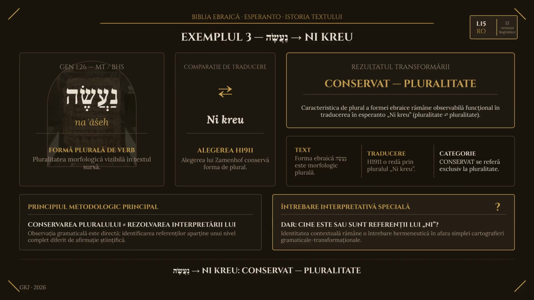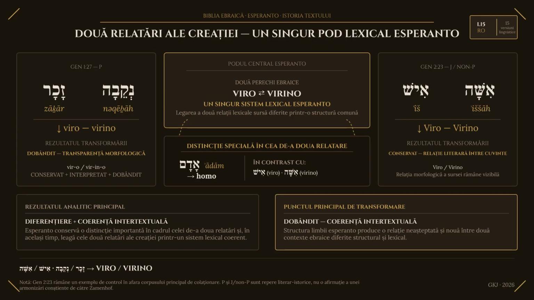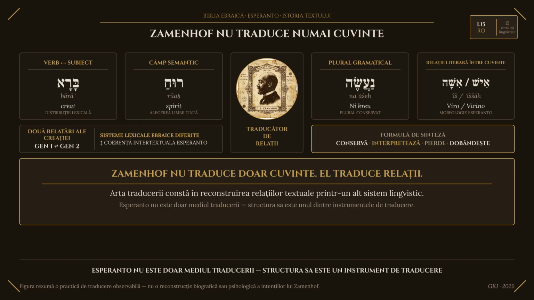In Genesis chapter 1 verse 26, the Hebrew plural naʿăśeh is rendered as nikriu. Here, the plural is conserved. However, identifying the actual reference of that we remains a complex hermeneutical question beyond simple grammar. The two creation accounts in Genesis chapter 1 and 2 reveal how Esperanto acts as a lexical bridge. By using the same system for different Hebrew terms, Zamenhof maintained intertextual coherence across these distinct passages. Ultimately, Zamenhof did not translate mere words, he translated relationships. His art involved reconstructing textual structures within a new linguistic system, using Esperanto's unique tools to bridge differences.